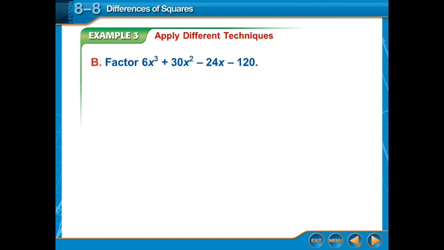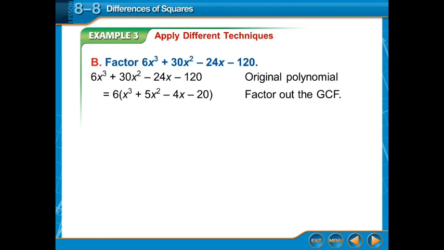Alright, so here we have factor 6x cubed plus 30x squared minus 24x minus 120. And we're going to factor out the greatest common factor, but we're also going to factor by grouping. Remember how we forced that common factor out in the lesson, I believe it was 8-6, where we were factoring by grouping. And so let's run through this. Here's your original polynomial. We're going to factor out a 6 first, and that leaves us x cubed plus 5x squared minus 4x minus 20.